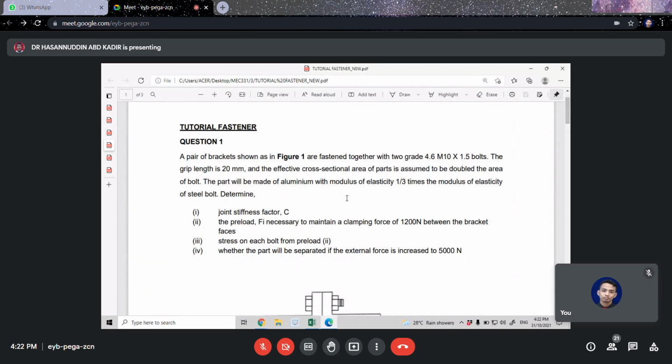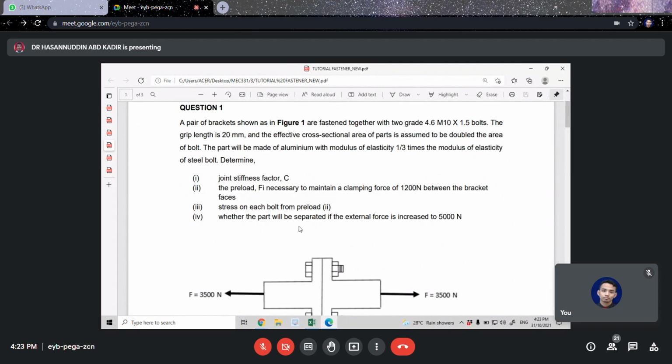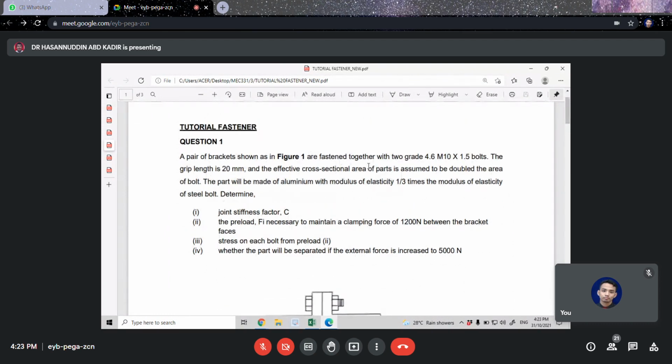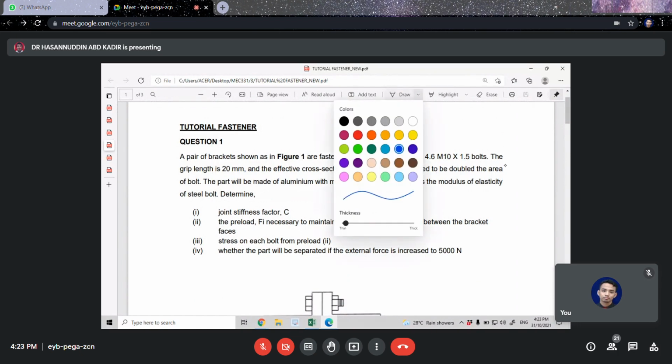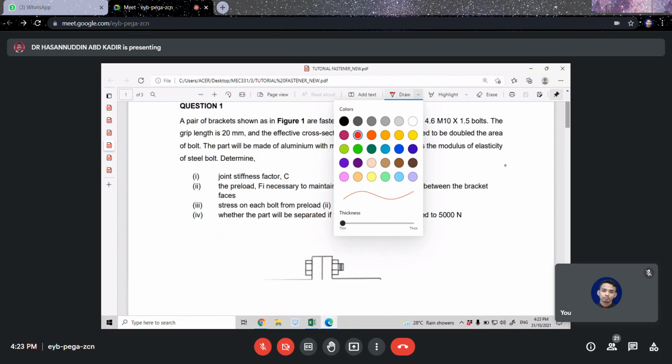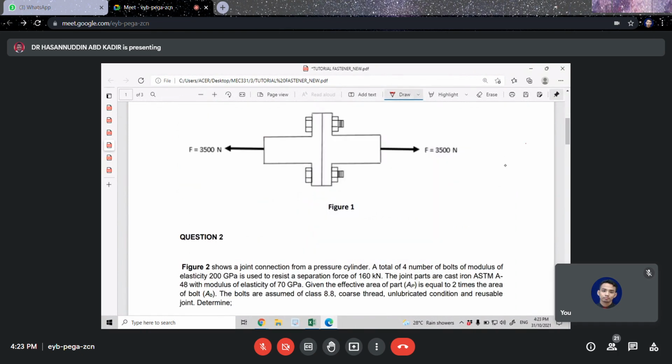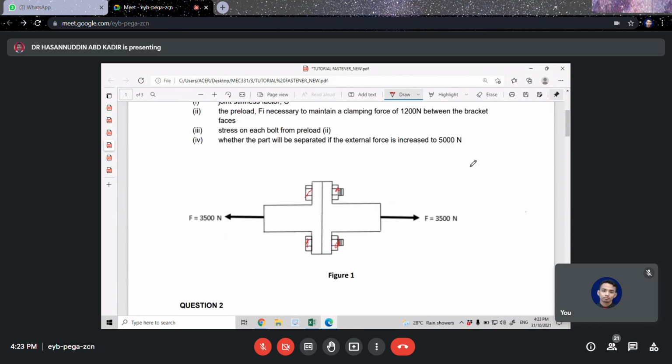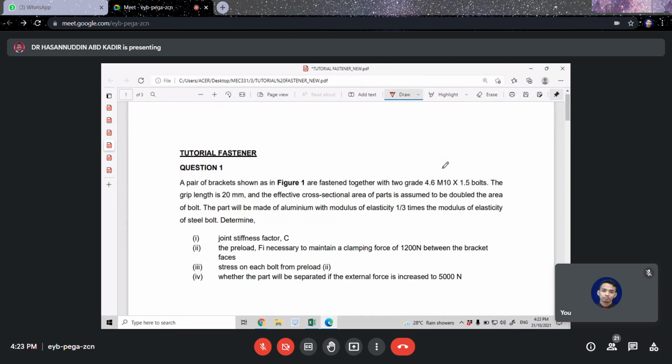So they give you the pair bracket shown in figure 1 are fastened together with two bolts. Okay, they give you two bolts here. The figure ni kalau kamu tengok bahagian sini, ni dua bolt ni here. Dimension already given. So on your force on bolt tu, make sure you divide by 2 nanti later on. Okay, this one they have a 2. So this your n equal to 2. Dia ada 2 nb. This is number of bolts.